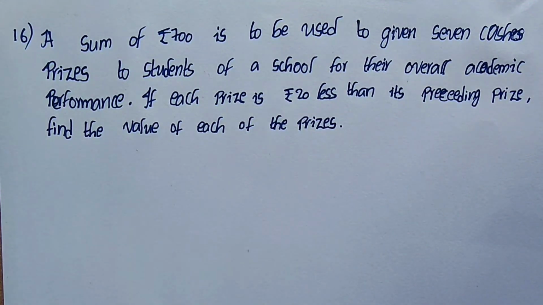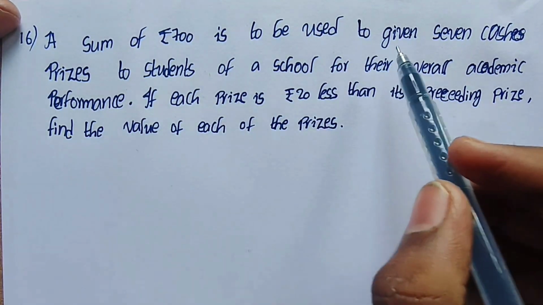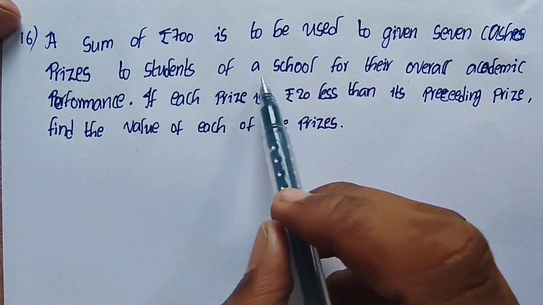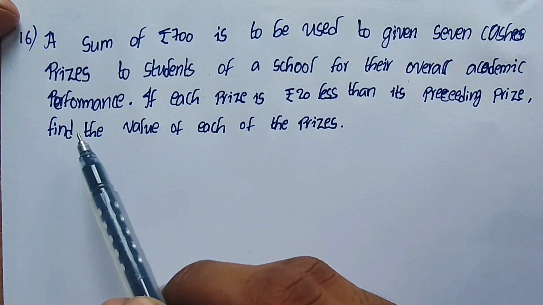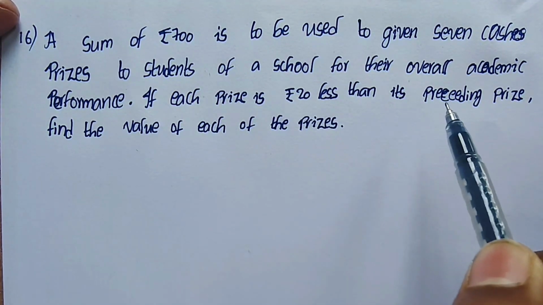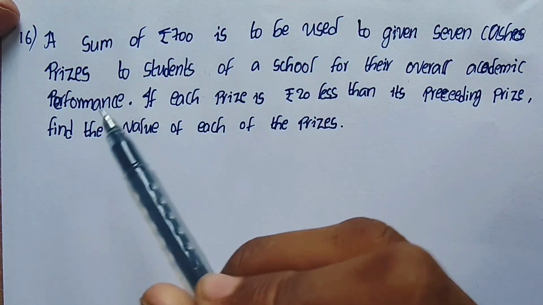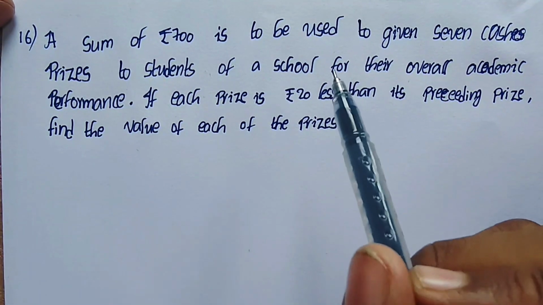Here, the 16th question is: a sum of 700 rupees is to be used to give 7 cash prizes to students of a school for their overall academic performance. If each prize is 20 rupees less than its preceding prize, find the value of each of the prizes.